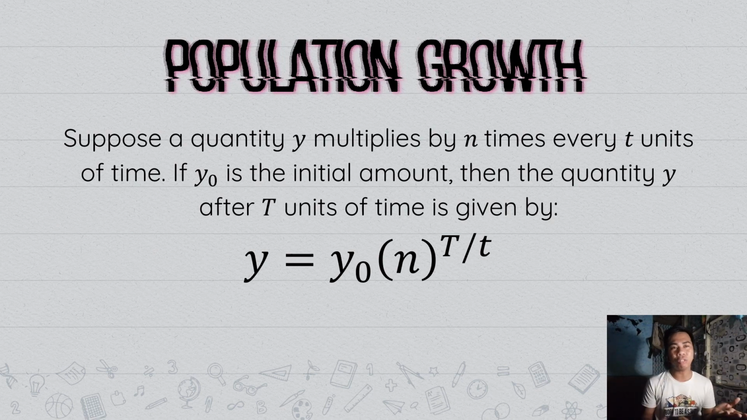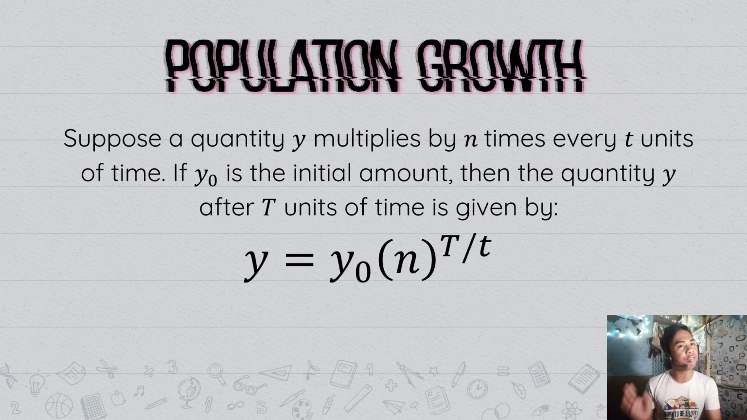So, are you ready? Let us solve the first topic, or the first real-life example. We have the population growth. Suppose a quantity y multiplies by n times every t units of time. If y sub 0 is the initial amount, then the quantity y after t units of time is given by y = y sub 0 times n raised to capital T over small t.